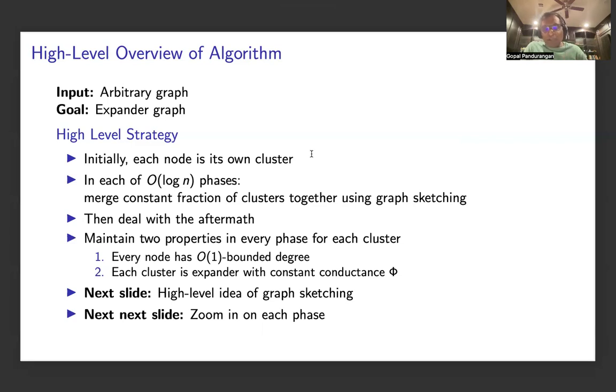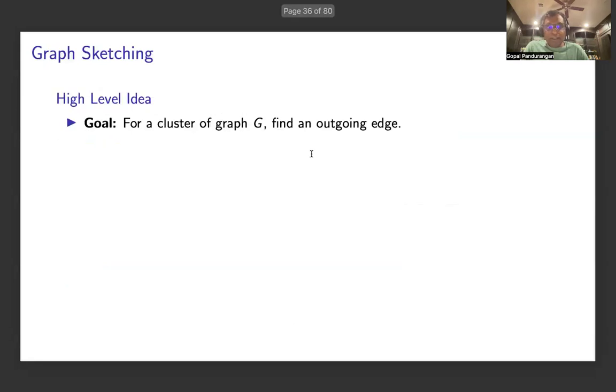And then we'll talk a little bit more about the details of each phase. So the high-level idea of graph sketching, just a recall: the main application of graph sketching is, once I have a cluster, I want to find an outgoing edge, because that's what happens when you use algorithms like GHS or Boruvka for finding a minimum spanning tree. So you want to find an outgoing edge of a cluster so that you can merge clusters.